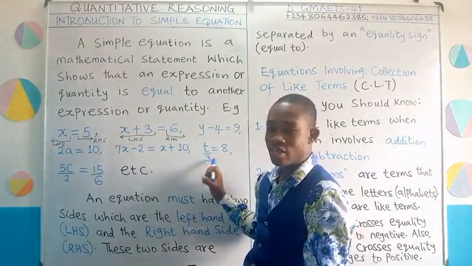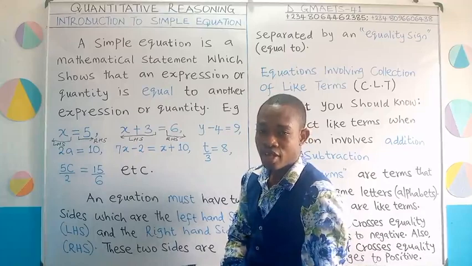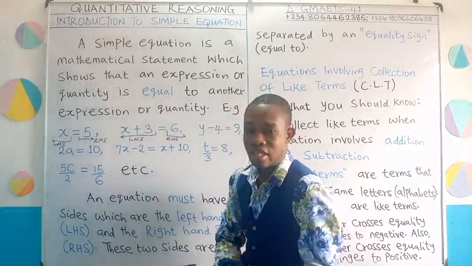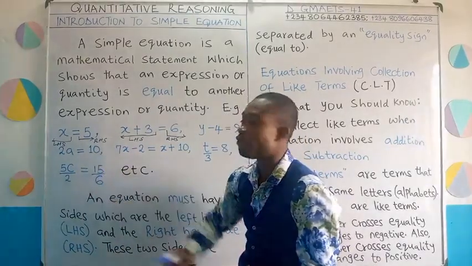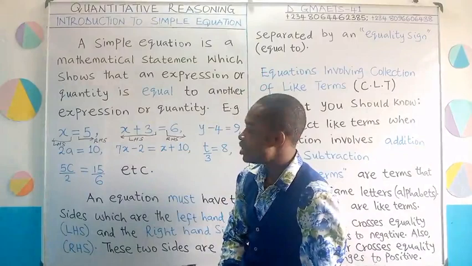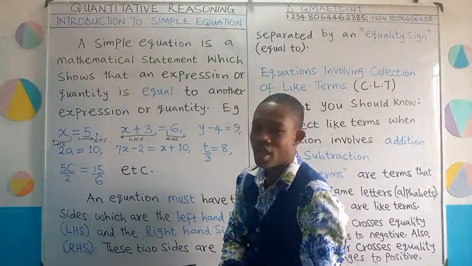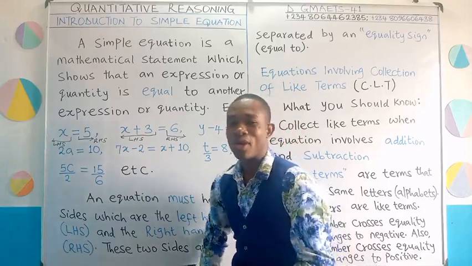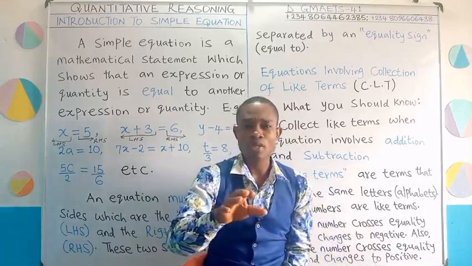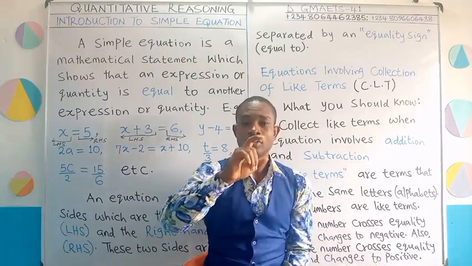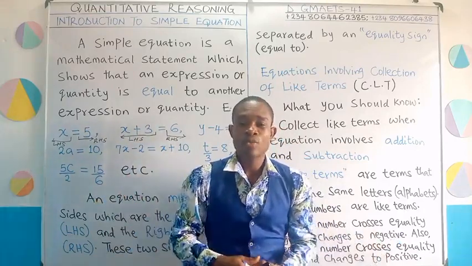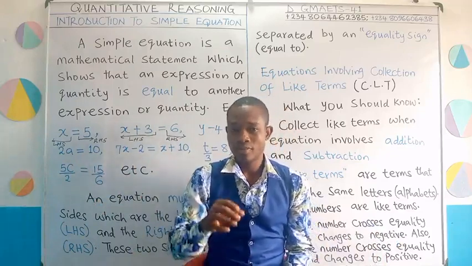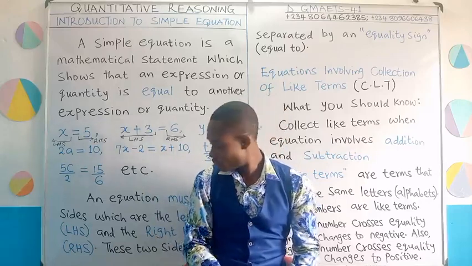Look at another equation here. T over 3 equal to 8. Then look at another one here. 5c over 2 equal to 15 over 6. So you see that in each of these simple equations, we have two sides, the left-hand side and the right-hand side. And we also have alphabets there. The alphabets, we call them unknown. You don't know their value. In fact, when dealing with simple equations, it is those unknowns that you are looking for. That is what you want to get their value.